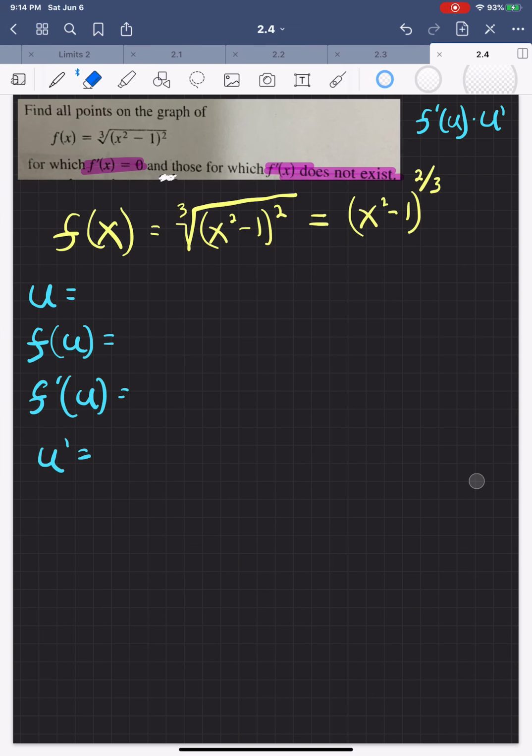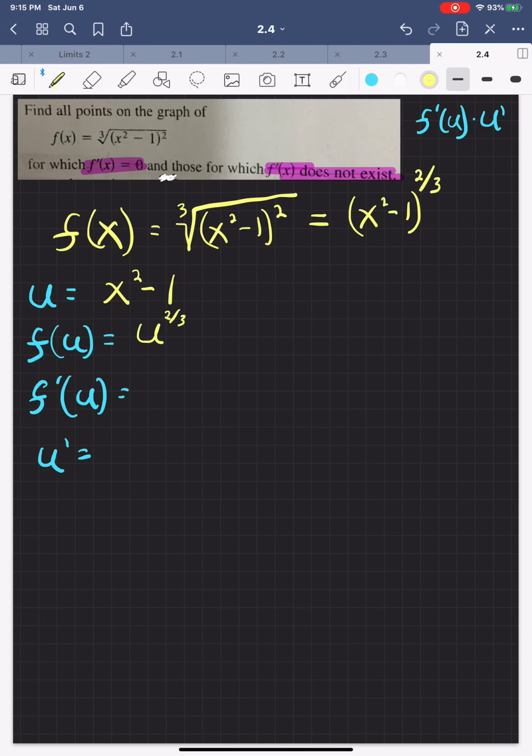So the good news is, since I was able to rewrite it, this takes away a little bit of the guesswork as to what to choose for a u, because now I know to go with x squared minus 1. It also saves me from doing the chain rule multiple times, which sometimes you have to do. I'm going to let u be x squared minus 1. So now f of u, I'm just going to put a u in for x squared minus 1, would be u to the power of 2/3.